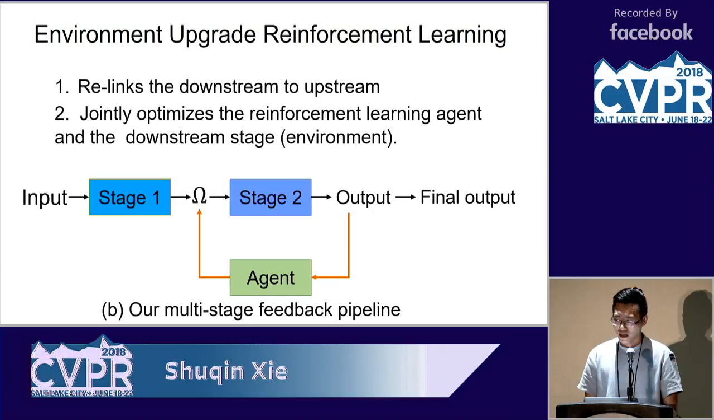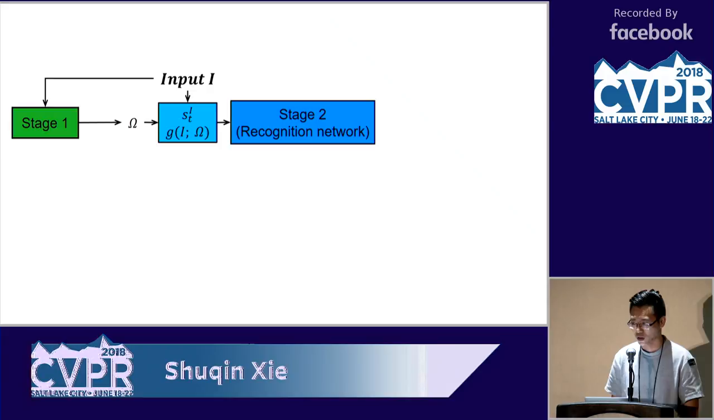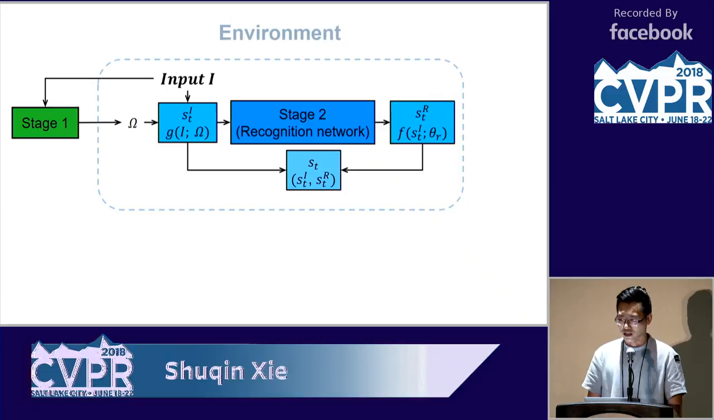So first, stage one takes the image as input and generates a set of parameters omega, which is processed by a non-differentiable function to prepare input for the second stage network, the recognition network. Its output is S_TR, the recognition prediction. Then these two form the state of the system, S_T, and the overall part is the environment.